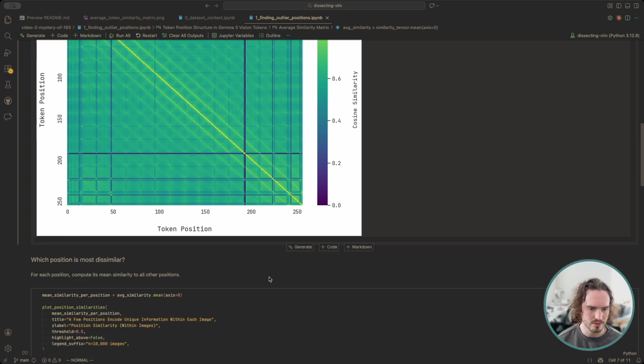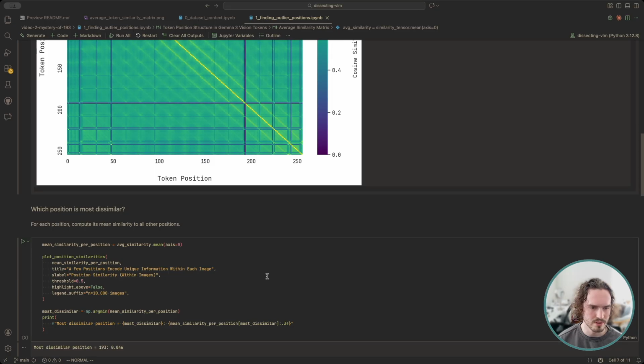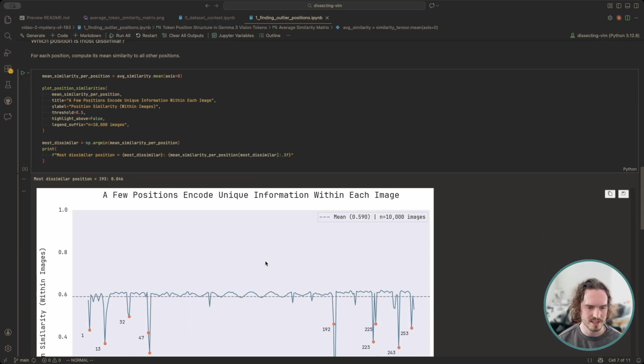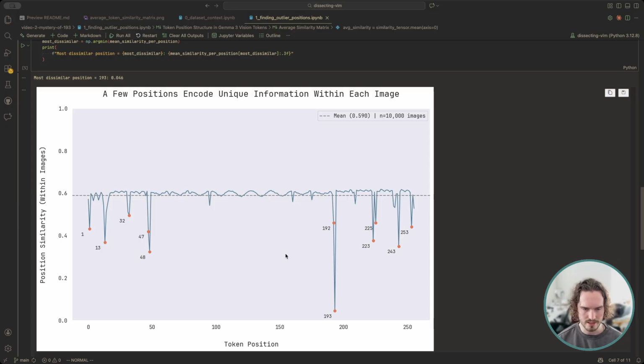And so I wanted a more descriptive version of this to see which of these positions are actually the most dissimilar. So I made this plot, and the mean here is 0.59. Like I mentioned, a lot of these tokens are within that same range, and we really only have a couple handfuls of weird outliers. And we can see 193 is very drastic compared to everything else. But yeah, that was interesting.